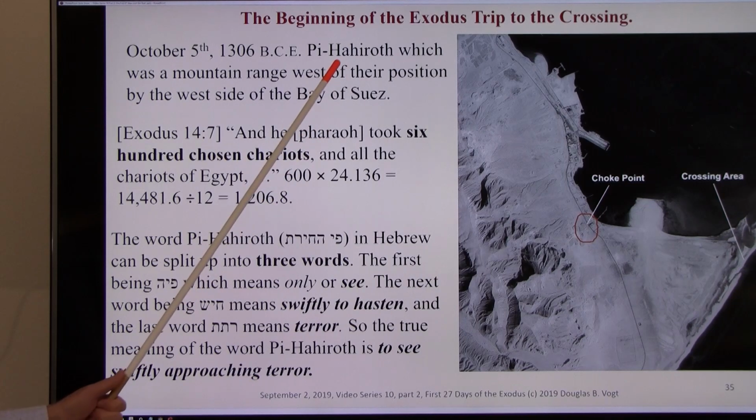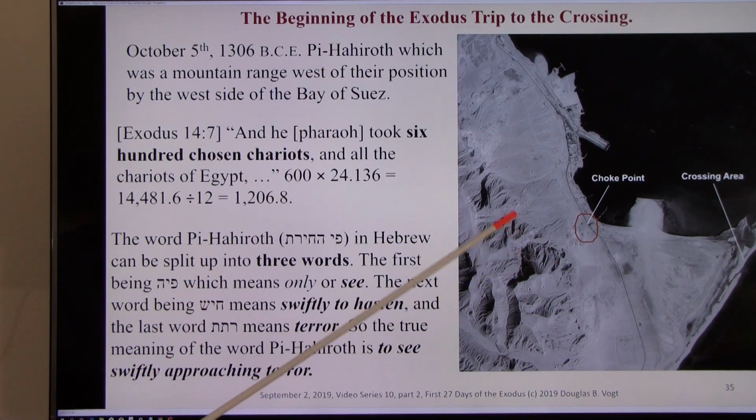The mountain range is Pi-hahiroth. That's this mountain range right here. And the Pharaoh, he took 600 chosen chariots and all the chariots of Egypt. 600 times 24.136 equals the 14,000. Divided by 12 gives you the 12,068 number.